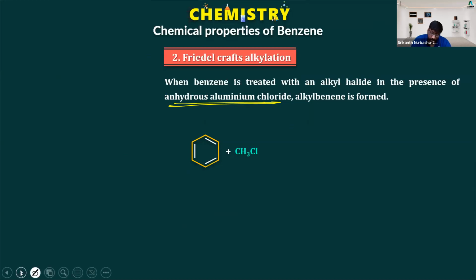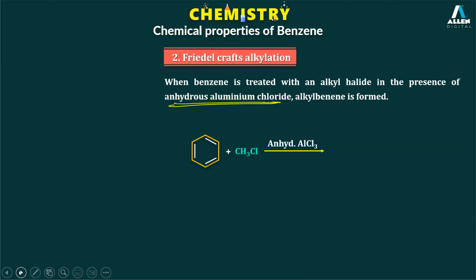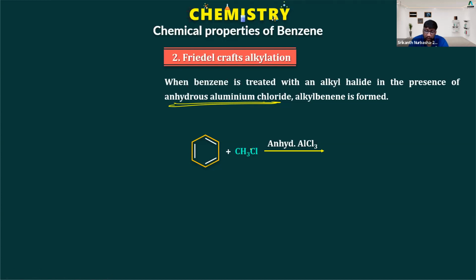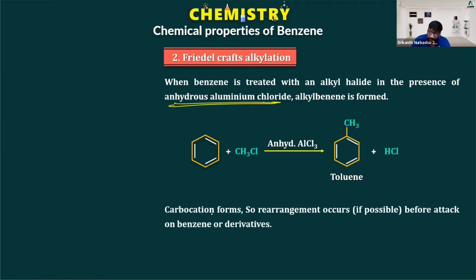What happens when you try to use FeCl3? I have told you that previously. It's not that strong a Lewis base, that's why it does not pick up the proton. Lewis base or Lewis acid? Oh, Lewis acid, sorry, sir. Okay. So it's not that strong a Lewis acid, so it can't pick up the carbon-chlorine electron density. So the electrophile is not obtained, so rearrangements are not possible. Whenever you think of an AlCl3 reaction, rearrangements are possible. So the carbocation forms, and rearrangement occurs if possible before attack on benzene or its derivatives.